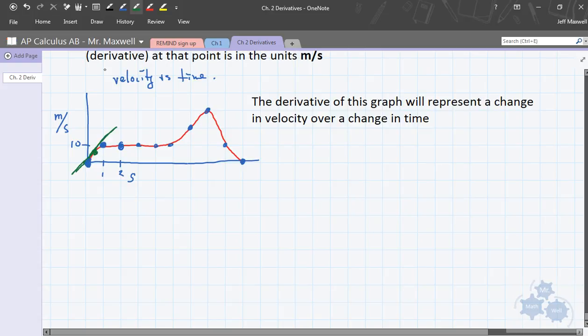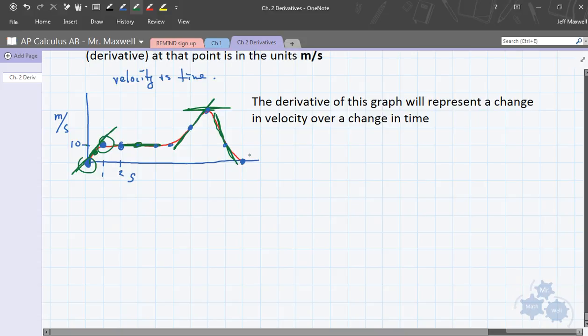What we know about this is that the velocity is changing from 0 to 10 meters per second, right? Because we're at 10 here, we're at 0 here. And so the speed is increasing at this point. The derivative at this point right here is 0. That means the rate of change of the velocity at this point is 0. Remember, the rate of change of the velocity. Now, think about this language.